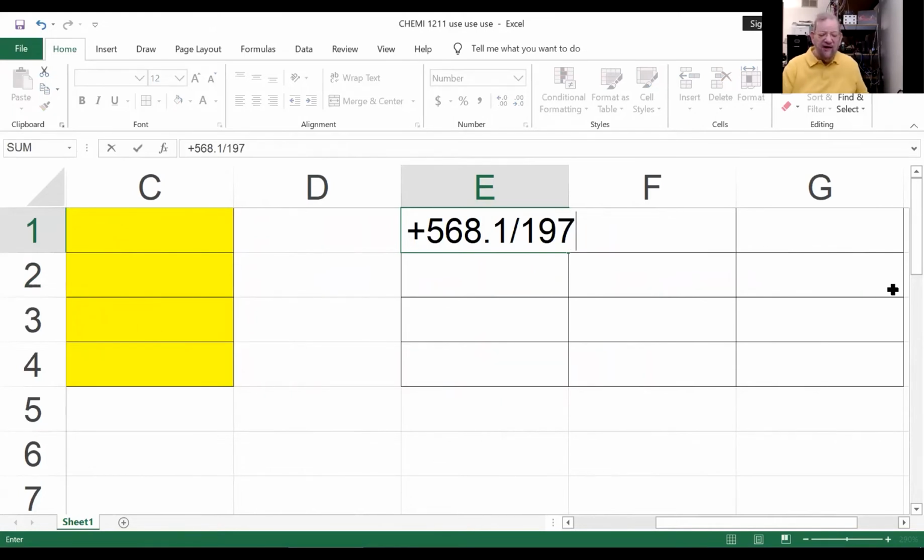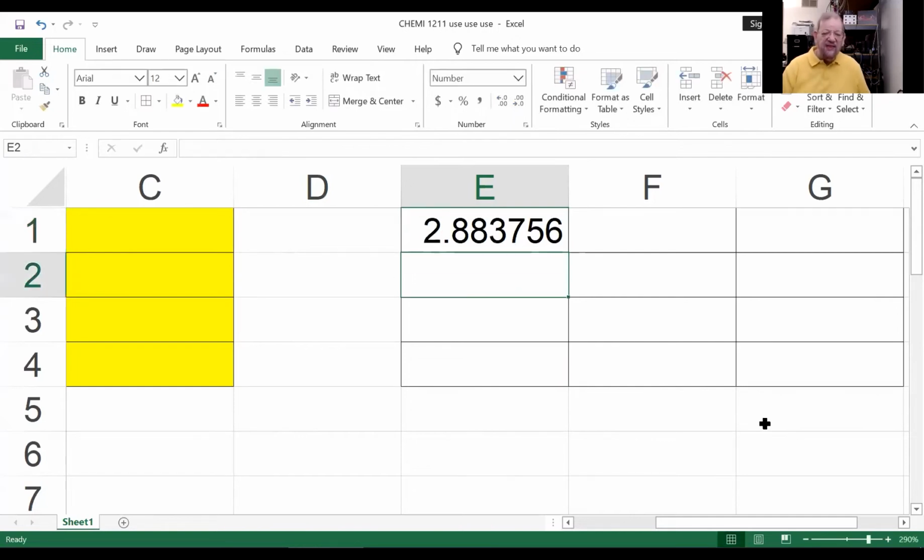And I have 568.1 divided by 197. Notice the top is 4, the bottom is 3. My answer should be 3. And therefore, rounding that off to 3 significant figures, keep the 2, keep the 8, keep the 8. Use the 3 to round off, that's 4 or less. Drop it, so it'd be 2.88 moles of gold.